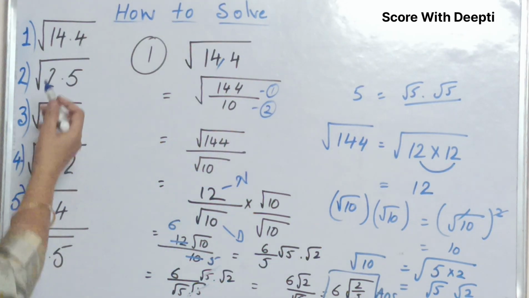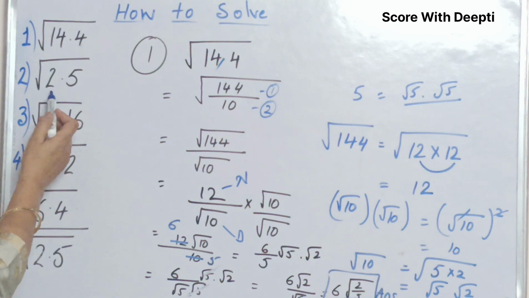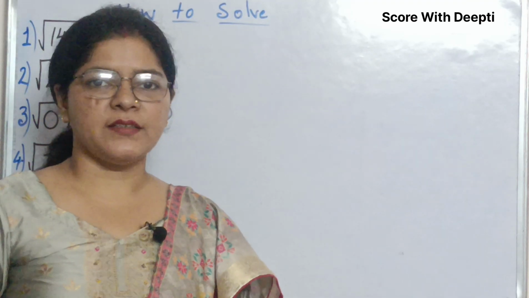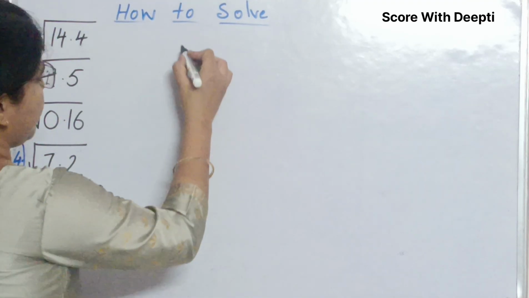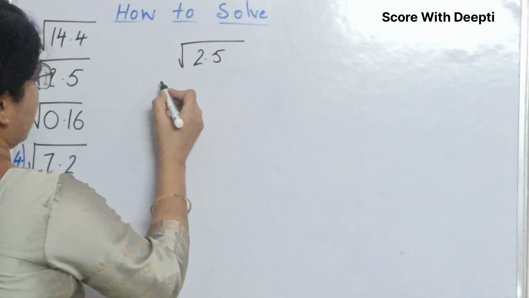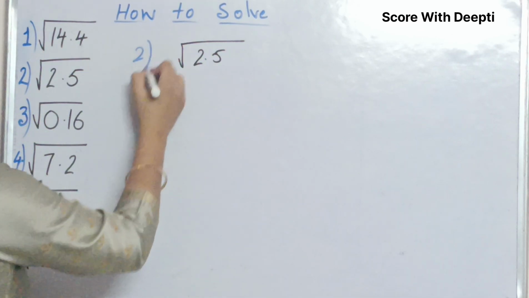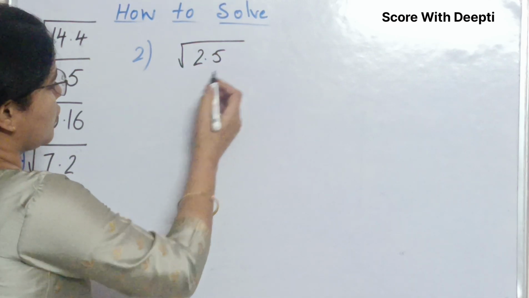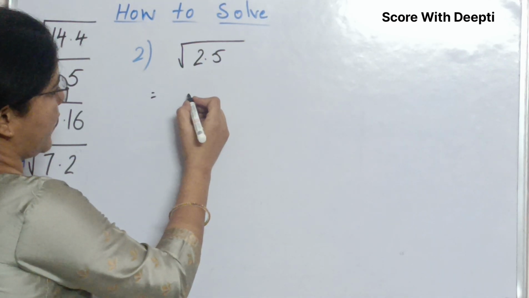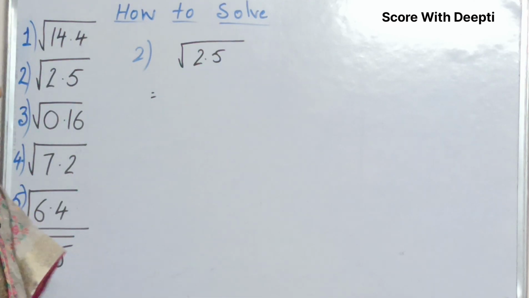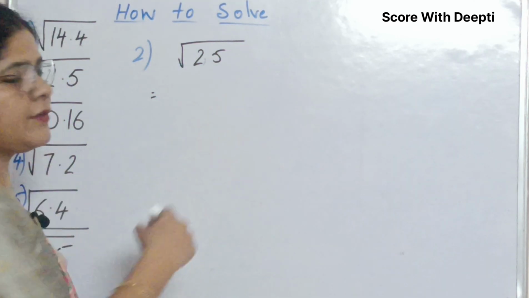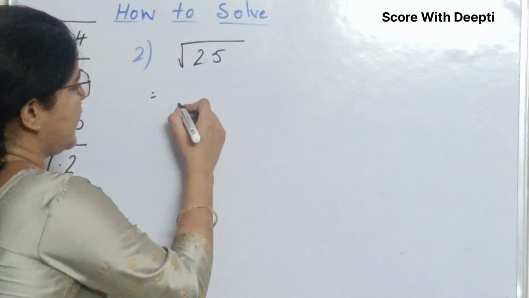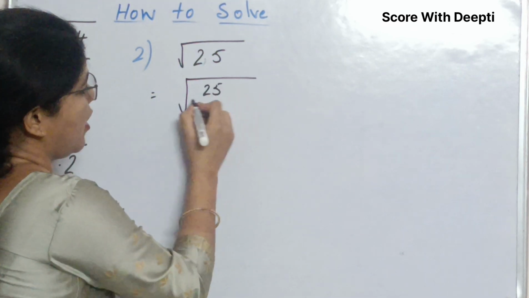Now let's begin the second part, that is square root 2.5. In the second part, we find the value of square root 2.5. So how do we find the value of square root 2.5? First, we write square root 2.5. In place of the decimal, we write 10 in the denominator. So next we write square root 25 over 10.